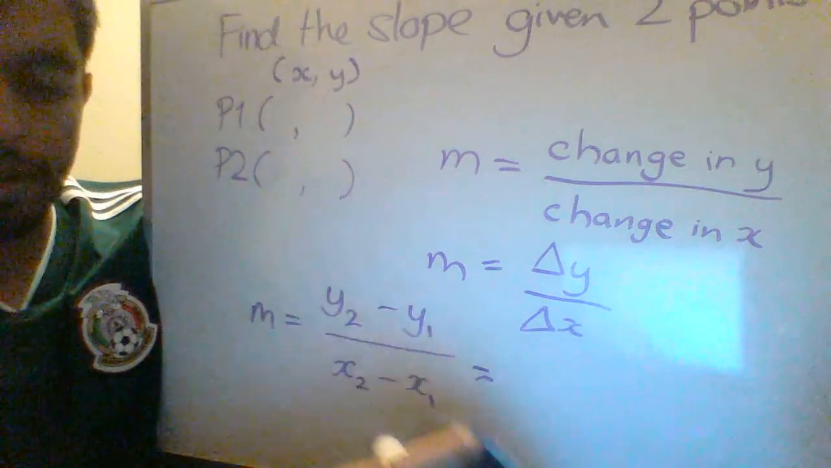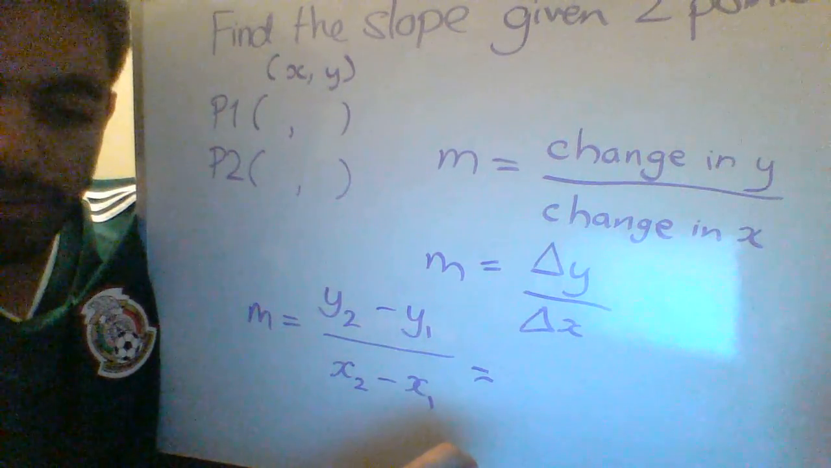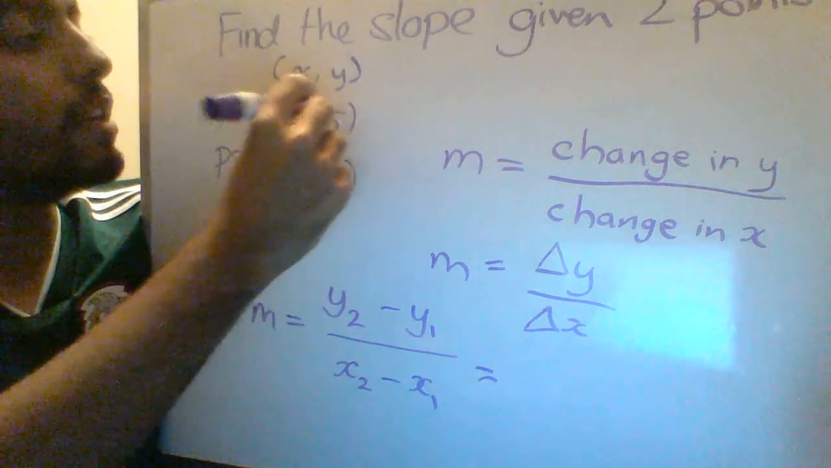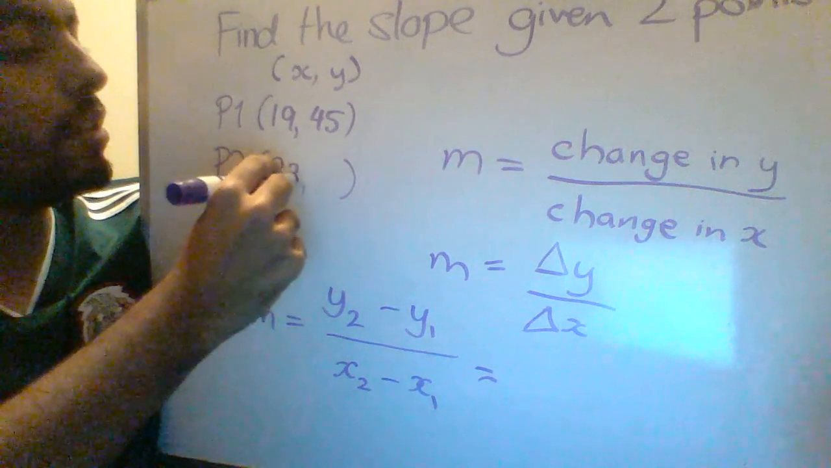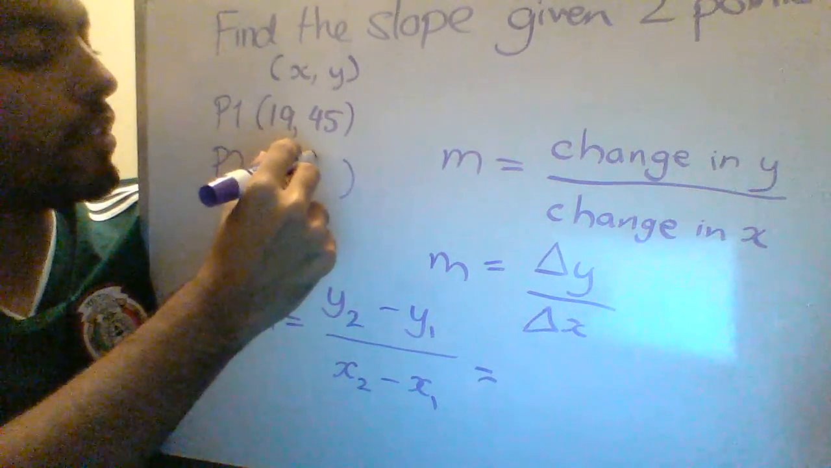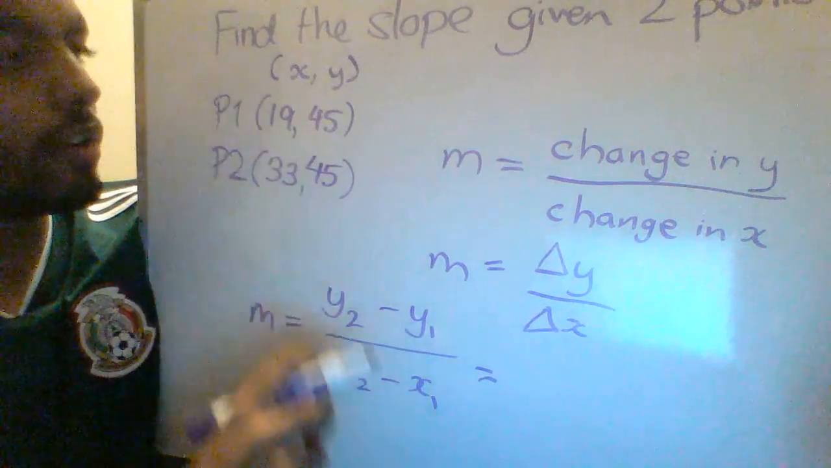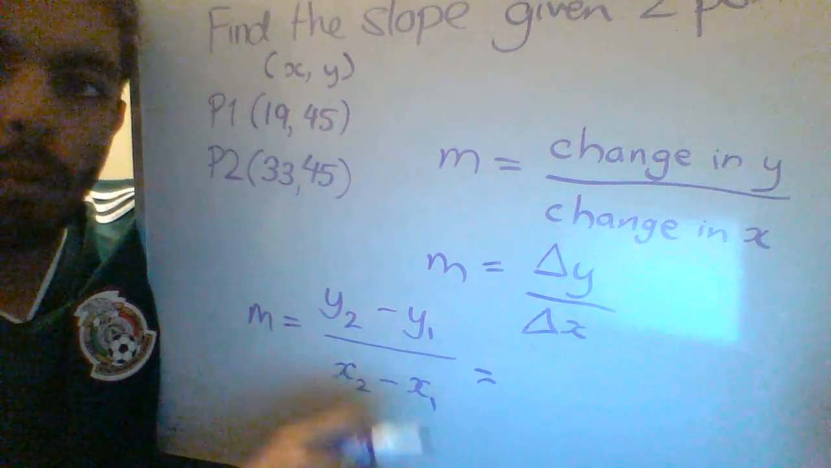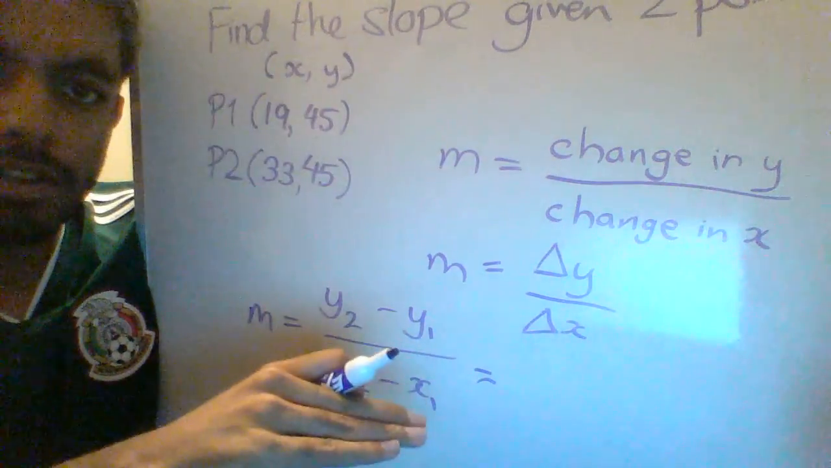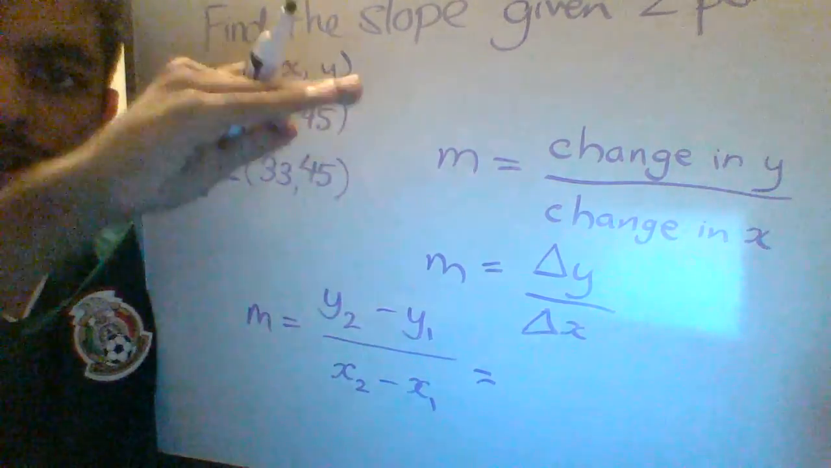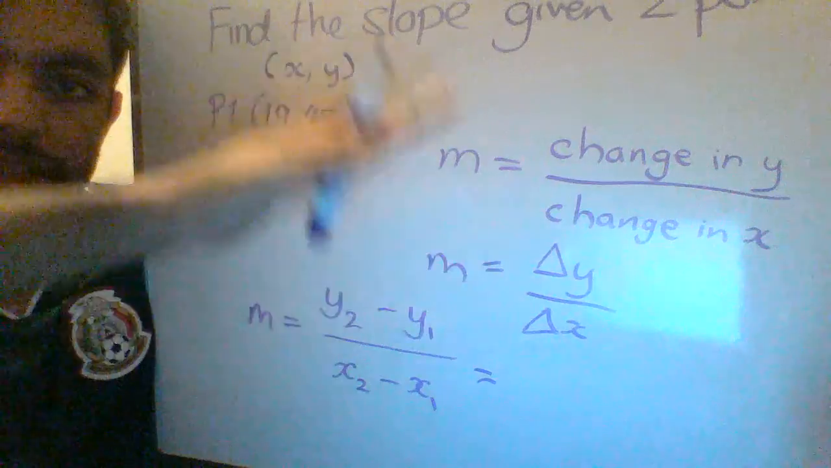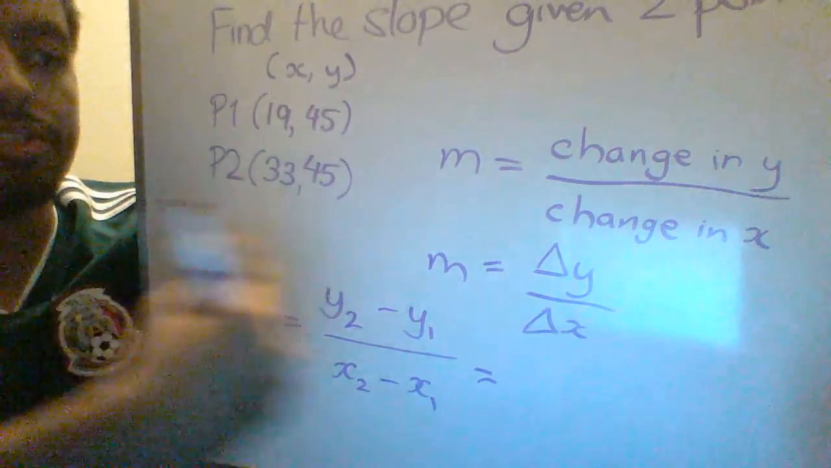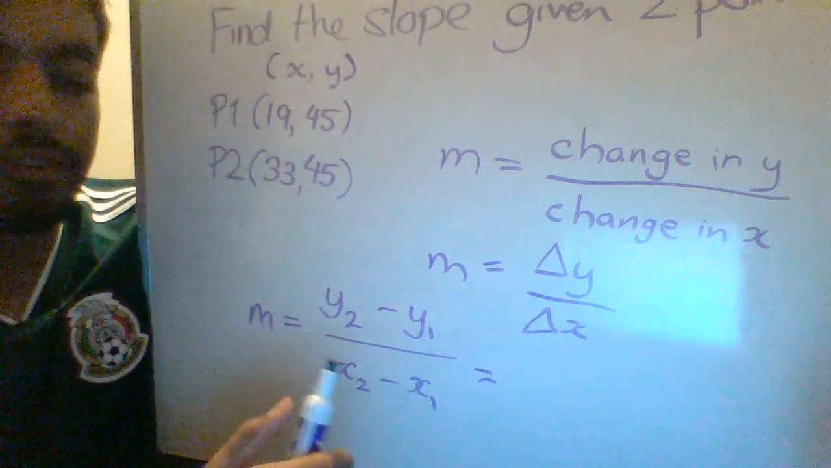All right, so first point is (19, 45), and our second point is (33, 45). Now remember, the change in y is the change vertically, so the slant of the graph, and the x tells you how much distance you have to go across to get that vertical change.